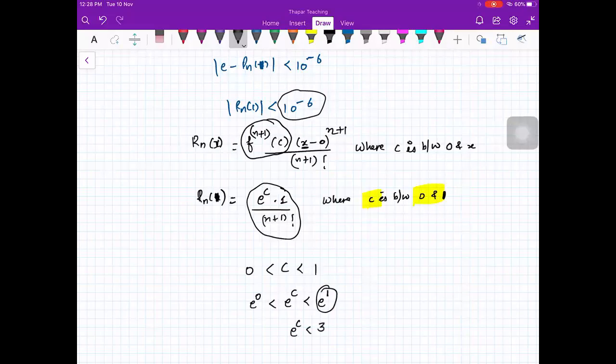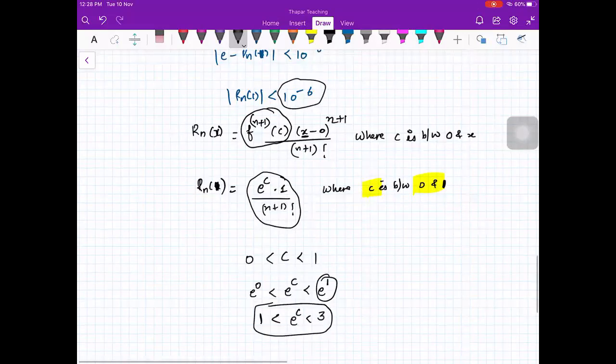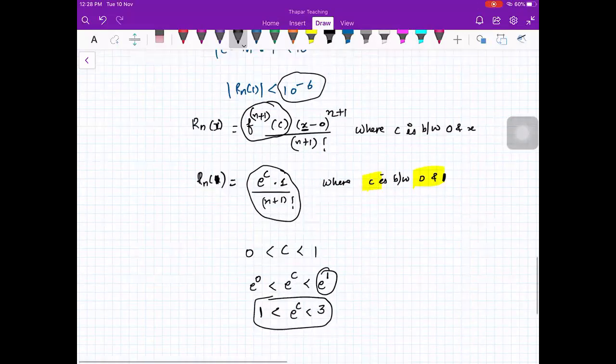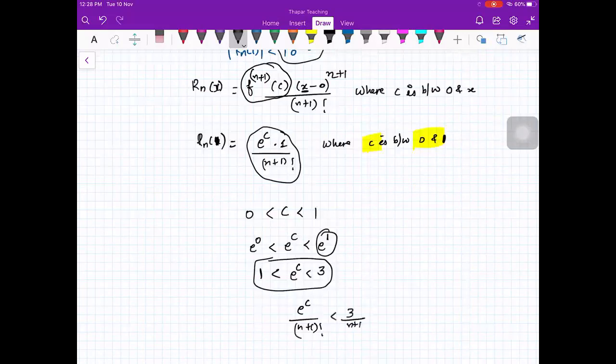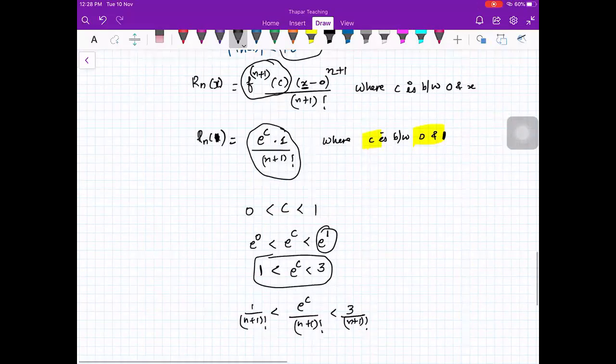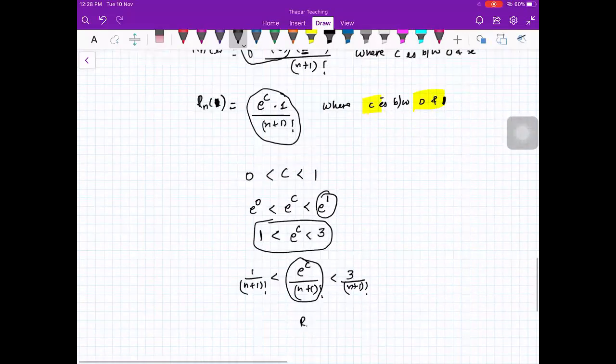Okay. And this is 1. So I can use this fact that e raised to power c upon (n plus 1) factorial is less than 3 upon (n plus 1) factorial, which is greater than 1 upon (n plus 1) factorial. So this is my Rn1. This is less than 3 upon (n plus 1) factorial. This is greater than 1 upon (n plus 1) factorial.